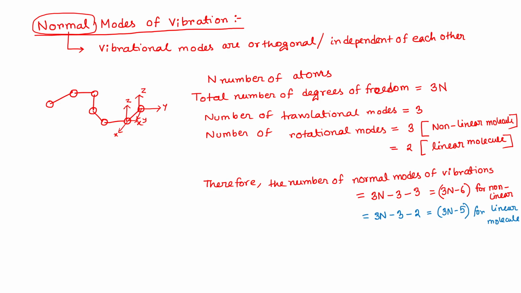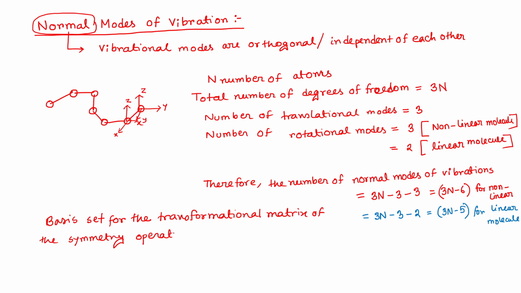For the symmetry point of view, your basis set for the mechanism of symmetry operation is going to be all the coordinates, 3n number of coordinates.